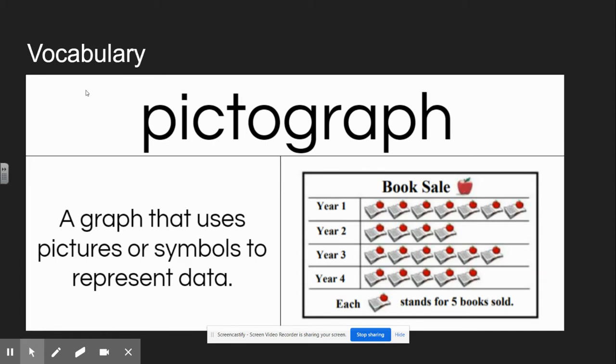Our vocabulary word for the day is pictograph, a graph that uses pictures or symbols to represent data. And here's an example of a pictograph on the right.